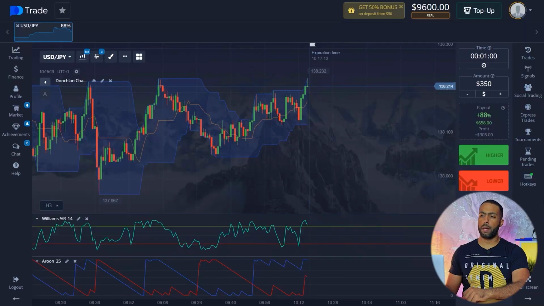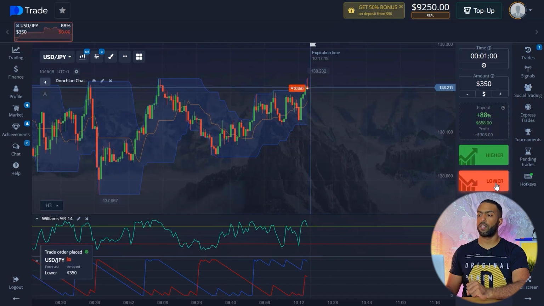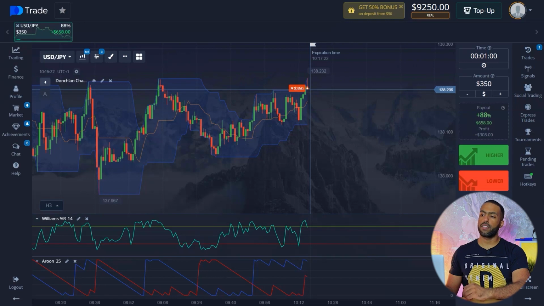And without further ado, let's get straight to trading. Today we'll be trading the US dollar and the Japanese yen currency pair. Right now I'm going to open a down trade for $350 for 1 minute. I made this decision because the Williams line was between the levels 0 and 20, the so-called overbought zone, and it was also declining. And this gave me a signal about a possible decline in price.